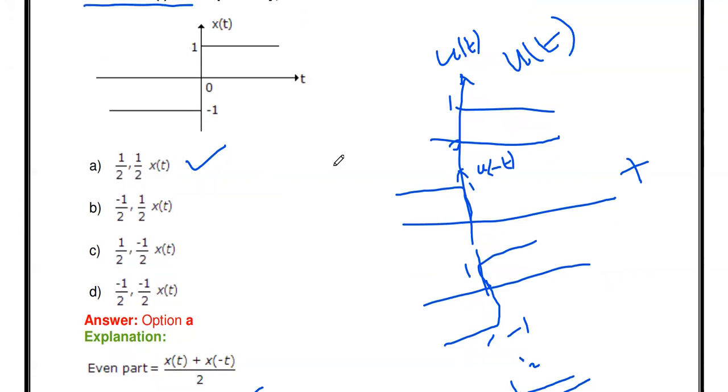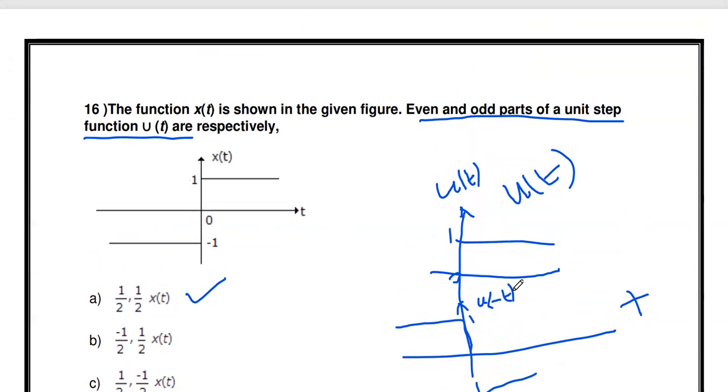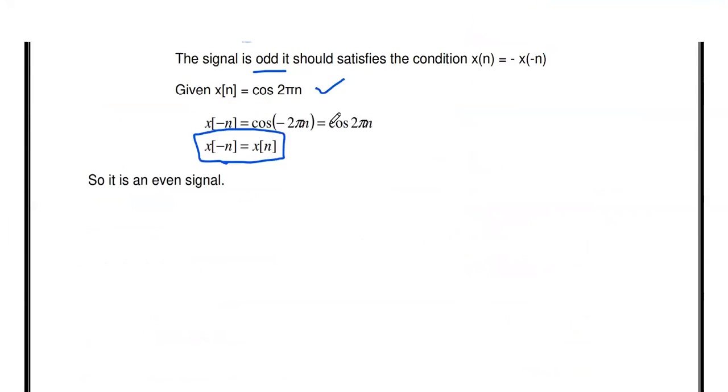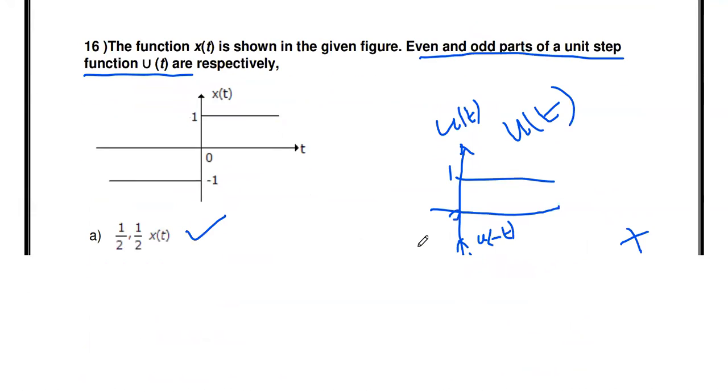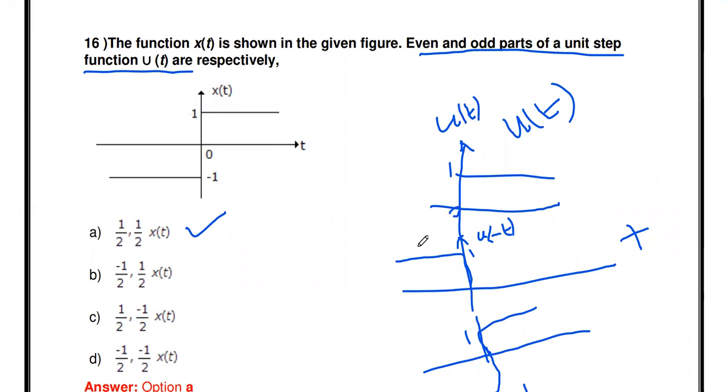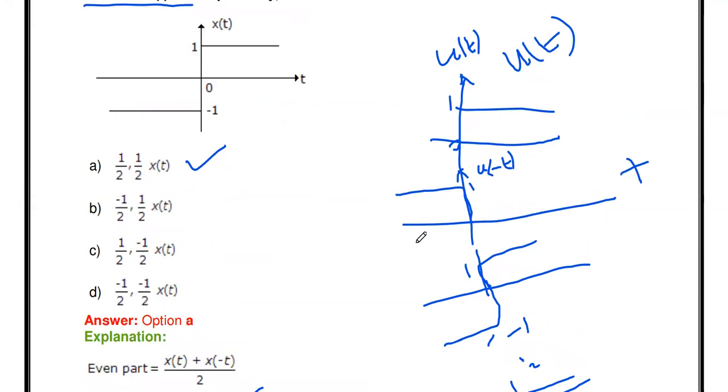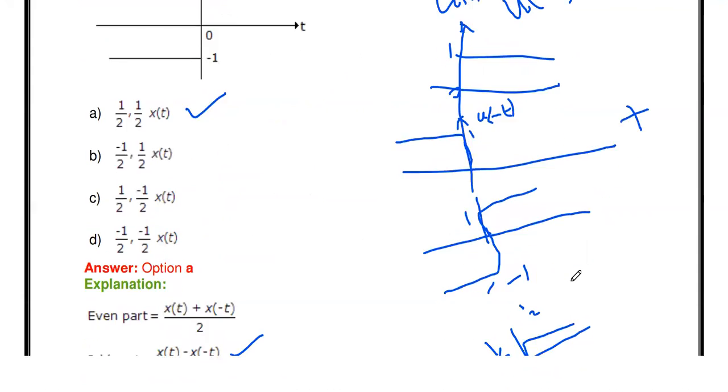So in this way we can calculate. Why are we using the graphical method? Here the unit step function is given. If it were a mathematical function, we could substitute mathematically. But for u of t, there is no mathematical form. It is constantly 1. That's why we have to use the graphical method.